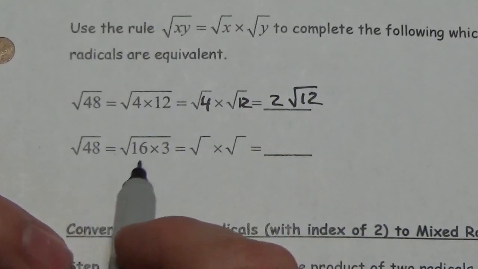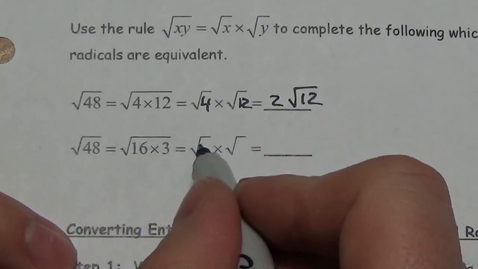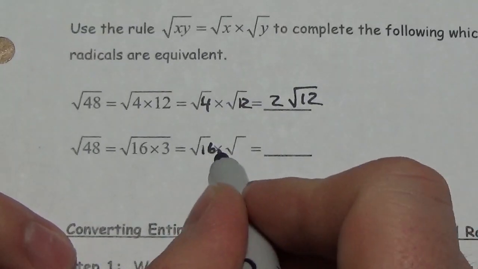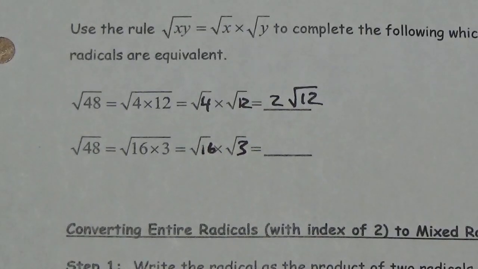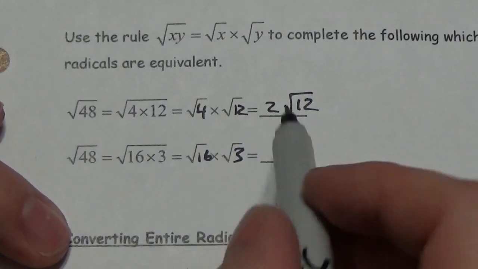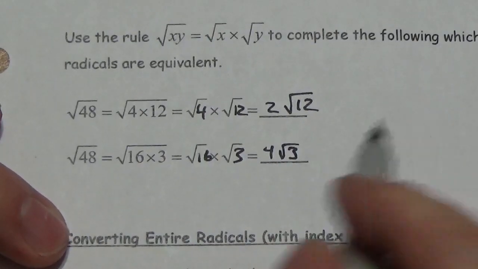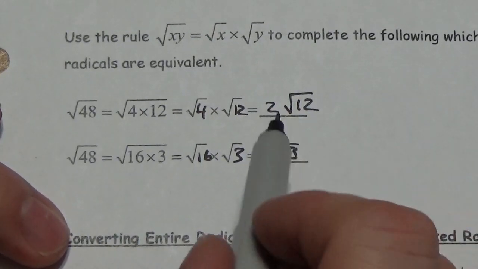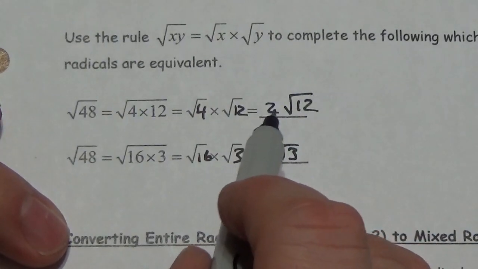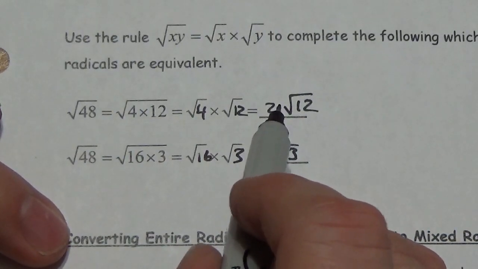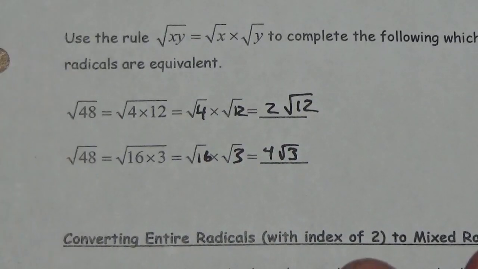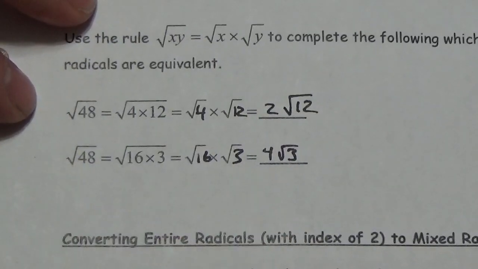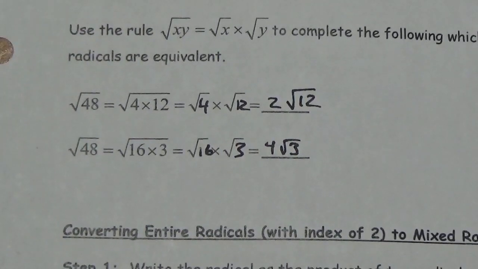Notice that 48 could also be broken down into 16 times 3. So this becomes the square root of 16 multiplied by the square root of 3. Oh, but I know what the square root of 16 is. The square root of 16 is 4. So I can write that as 4 multiplied by the square root of 3 here. And notice when I just write the number in front without any operation there, it's assumed to be multiplication, okay? So there you go. So all three of those representations are exactly the same. This is what we want you to be able to do.